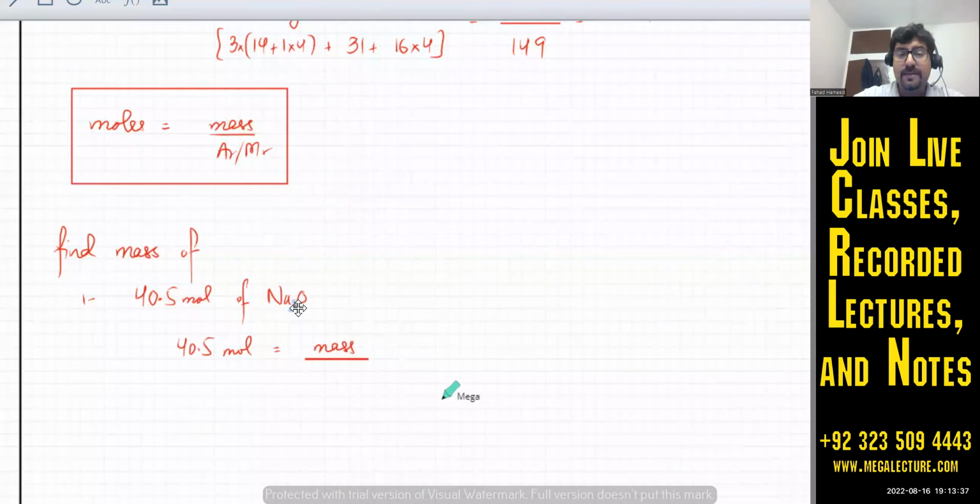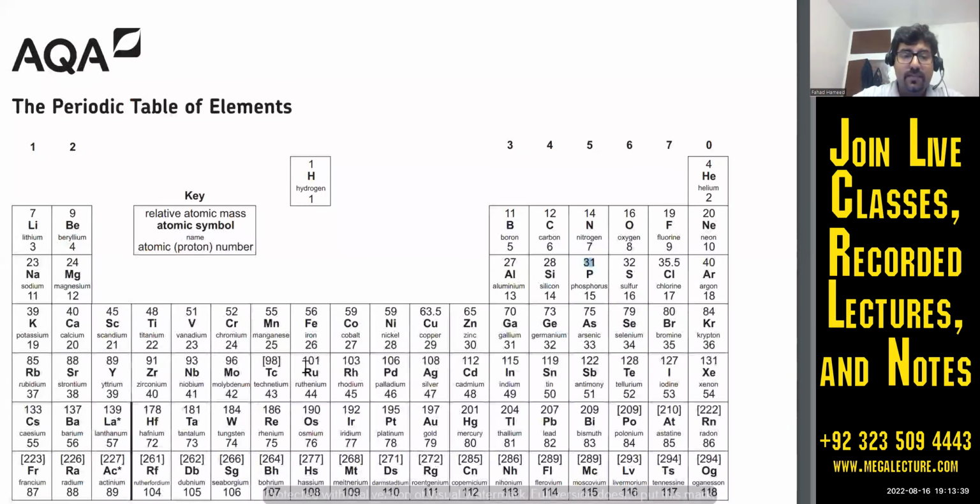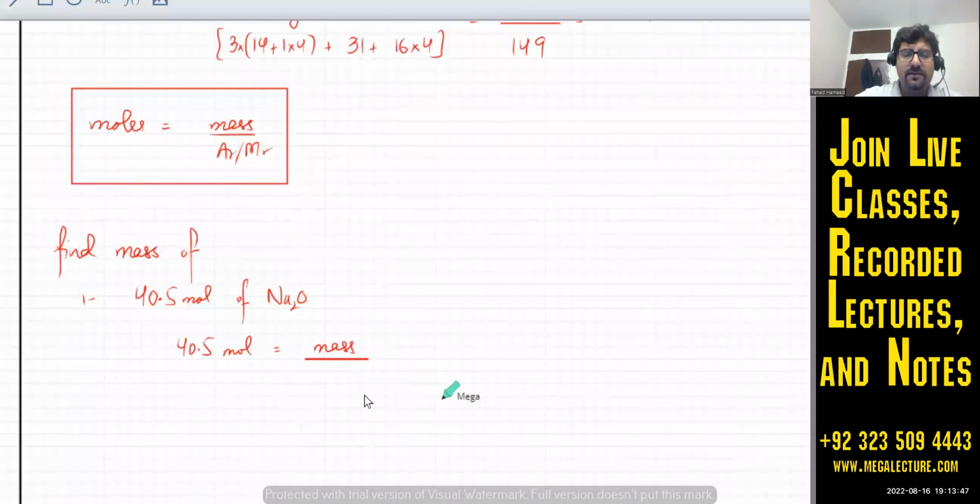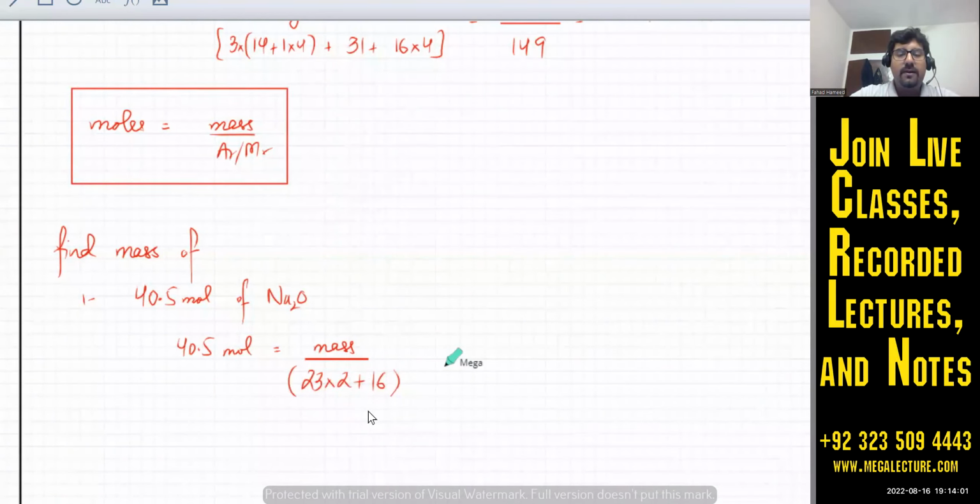That's 2 sodiums and 1 oxygen. So just open the periodic table. I've got sodium 23 and oxygen, which is 16. So 2 sodiums and 1 oxygen: 23 into 2, plus 16. So what mass do we get for this?